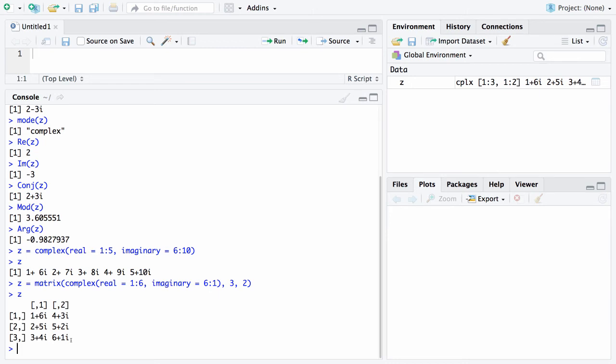So that's it for complex numbers. They don't get used so much except in more scientific applications, but we at least now have two different things we can put into a vector or a matrix or an array. We can put in numeric values, or we can put in complex numbers.